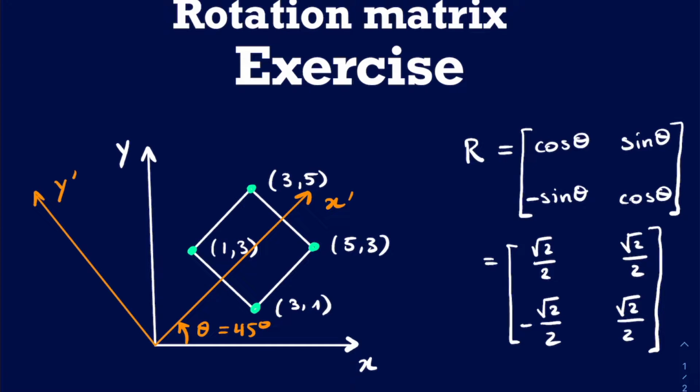Now, how will we use it? Well, the only coordinates that we have for this square are the coordinates of its corners, namely these ones, which are expressed in the x and y coordinate system. And that's exactly what we're asked to do: just transform these coordinates such that they are expressed in the prime coordinate system as x prime and y prime. And that's exactly what this rotation matrix will do for us.